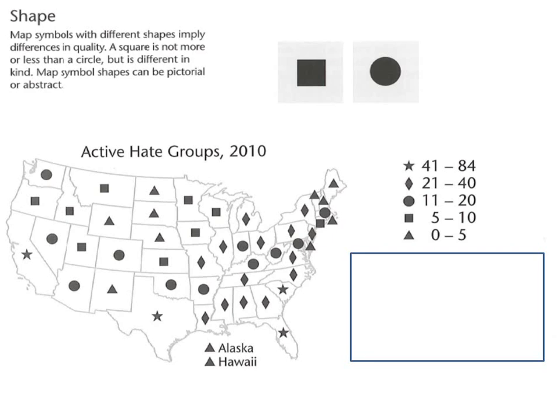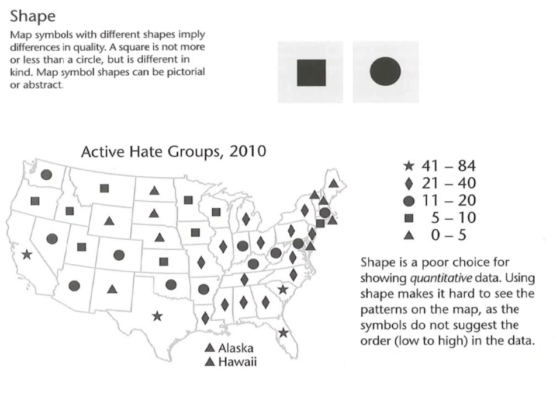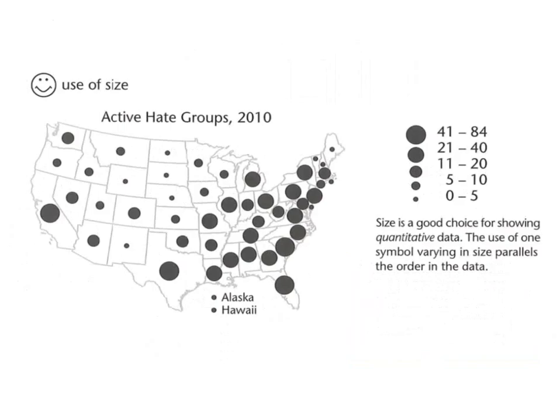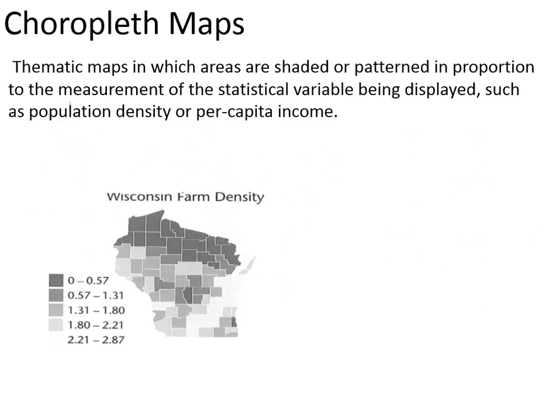And the choice of this kind of symbolization is problematic because there's no intuitive understanding that a star means more than a circle, which means more than a square, right? So there's no intuitive message that's just coming across here. Shape is a poor choice for showing quantitative data. This is much better, right? A big circle means that there's more of something than a tiny circle. So size is a good choice for showing quantitative data. So this is one example of how we can use symbology to help us out.